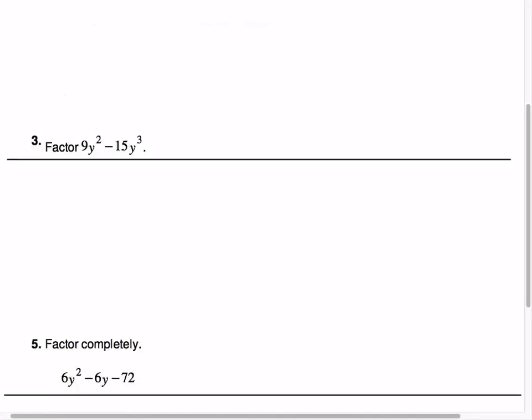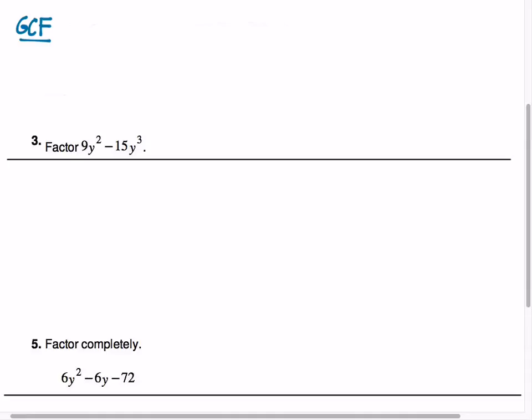The very first factoring technique that we are likely to use in any given situation is the one that you would have had to use to answer question 3, which asks you to factor the expression 9y squared minus 15y cubed. So what was your approach? How did you begin the process of factoring that expression, Robert? Find the GCF of 9 and 15. Exactly. So GCF is the first line of defense in any factoring problem.